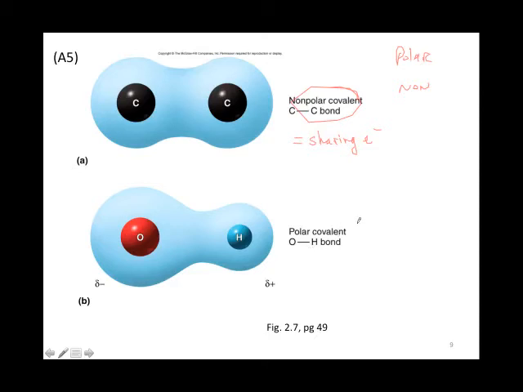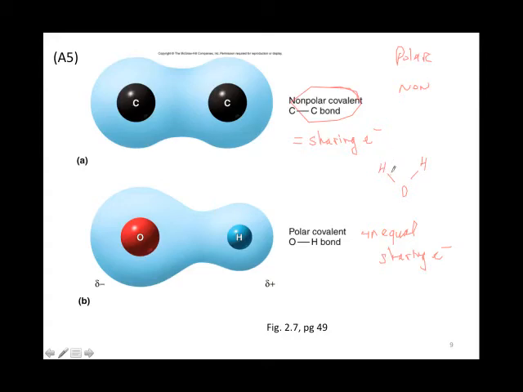Polar covalent bonds mean that there is an unequal sharing of electrons between the atoms. What that means is that the electrons will spend more time around one atom as opposed to the other. Let's look at water, for instance. Water has an oxygen and two hydrogens bonded together. Oxygen has an atomic number of 8. It needs 2 more electrons in its valence shell. Hydrogen needs 1 electron in its valence shell.